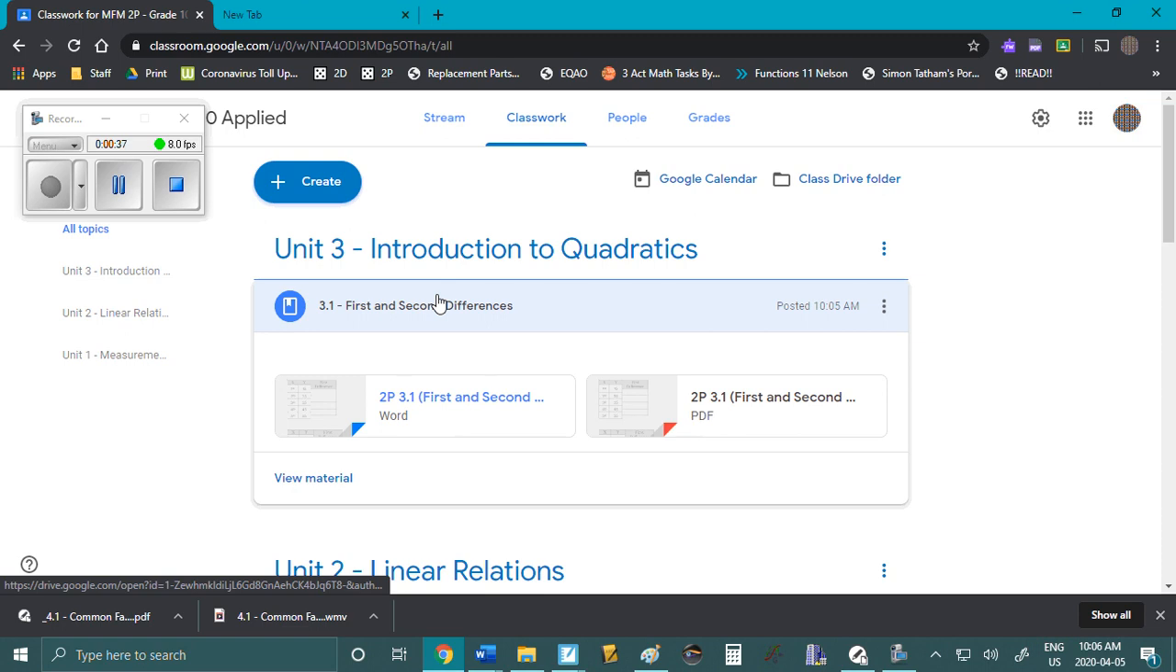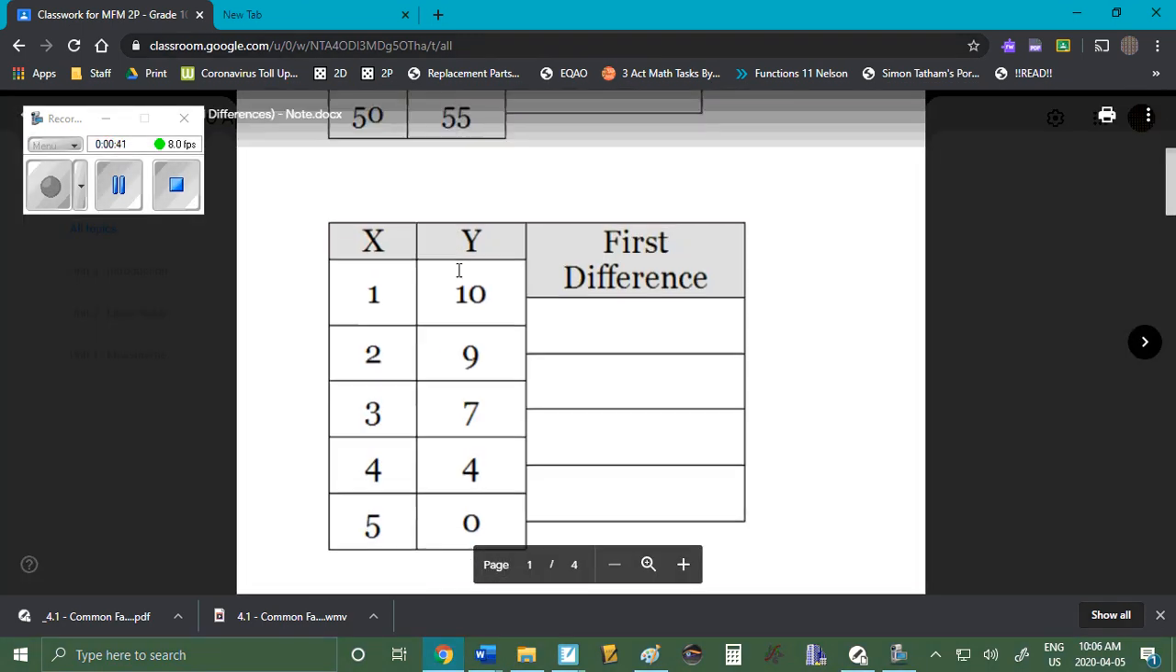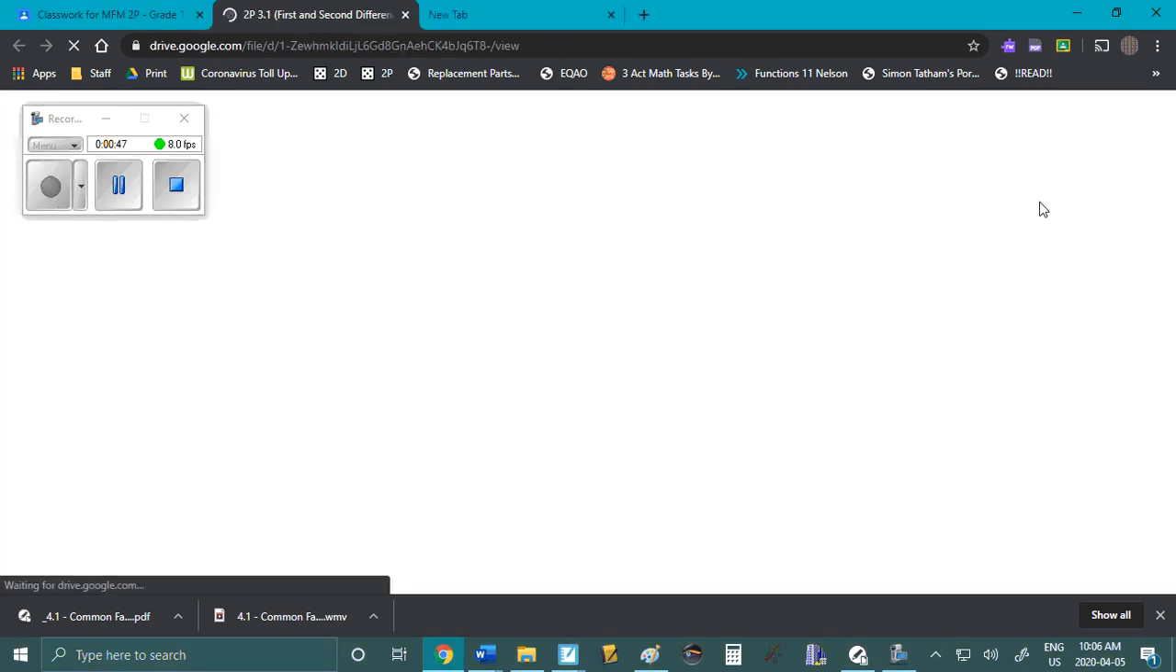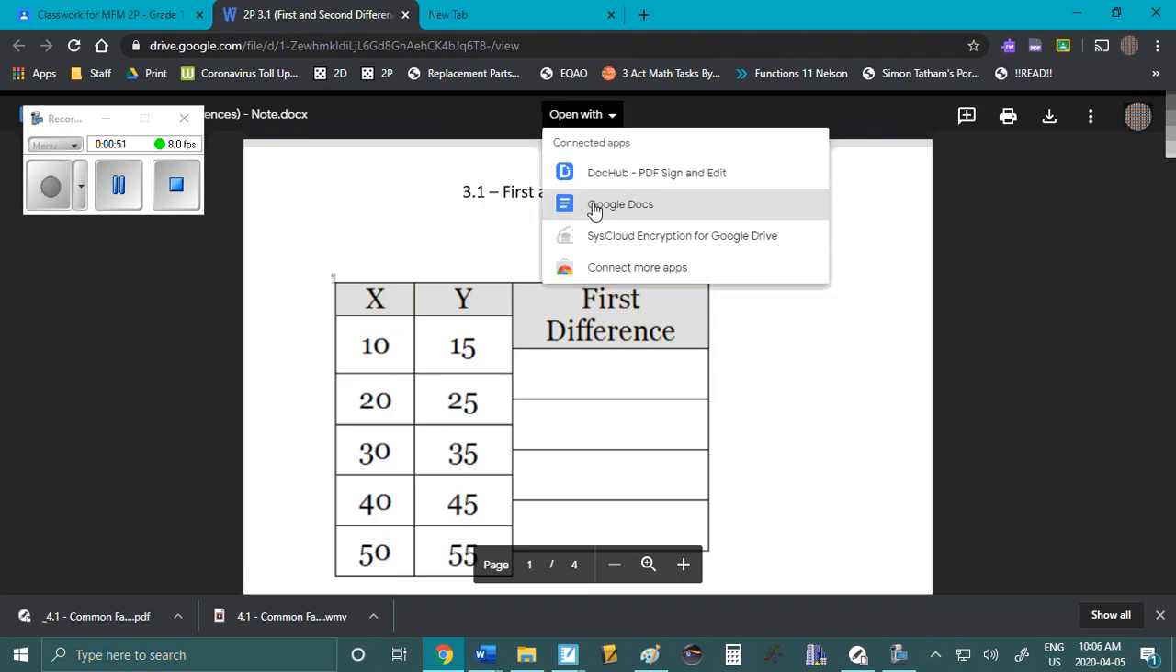So if you click on the Word document one, it'll come up in a not very useful way. But if you click the three dots and click Open in a new window, you're now going to have a couple of options. You can either open it with Google Docs, or hopefully you have this option too. You can open it with DocHub.